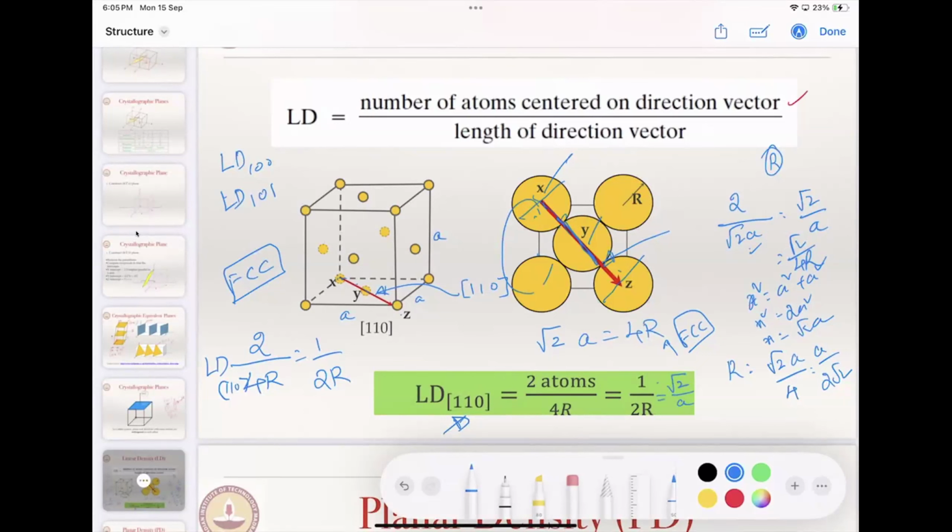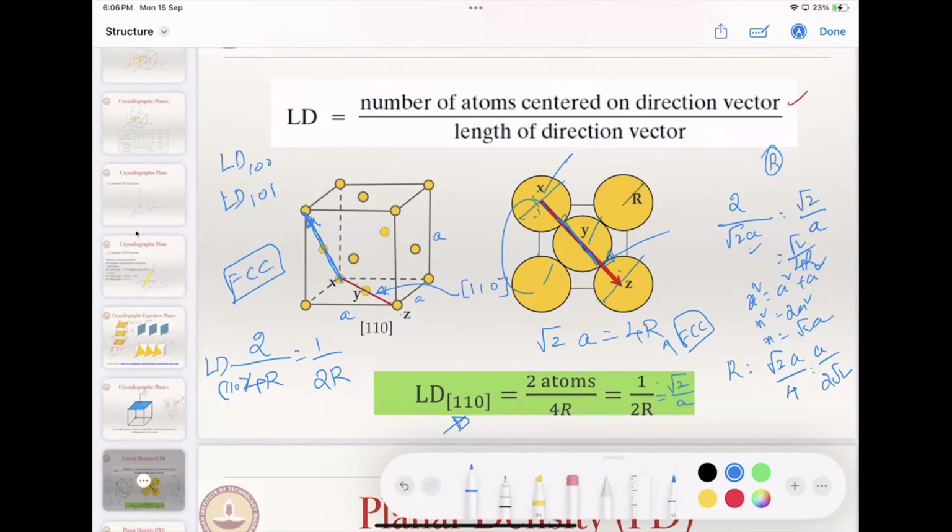How do I draw that vector? This is 110, perpendicular. How do I draw 101? Along the left face. Is that 101? Yes. That will also have the same linear density. That is why these are called equivalent directions. Although they are not parallel directions, they will have the same linear density.